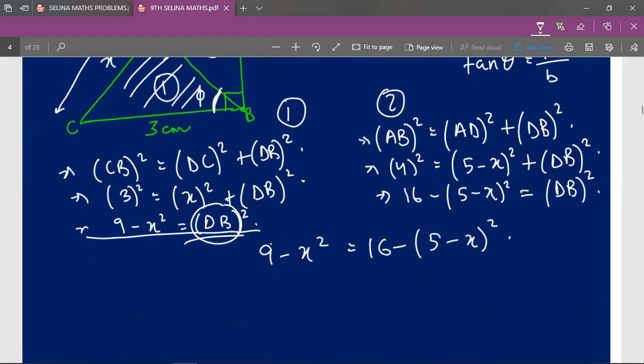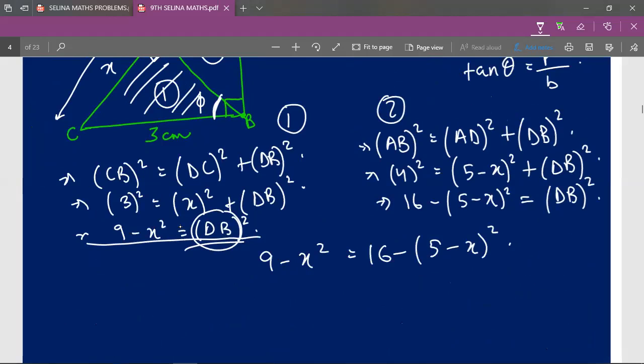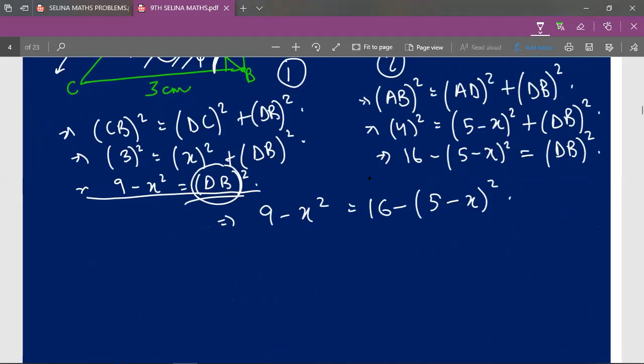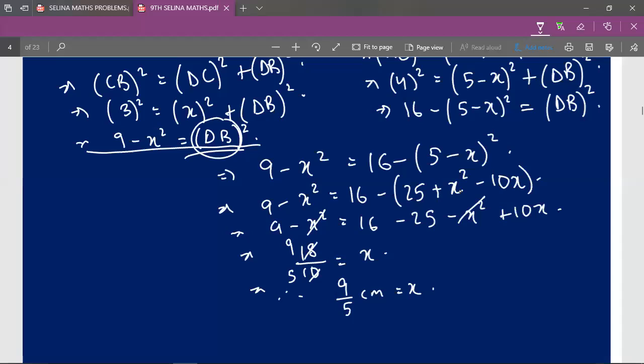So all we have to do is assume that DB whole square and DB whole square is given that it is the same. So 9 minus x square is equal to 16 minus 5 minus x whole square. So let's solve this formula. So I have solved this equation.